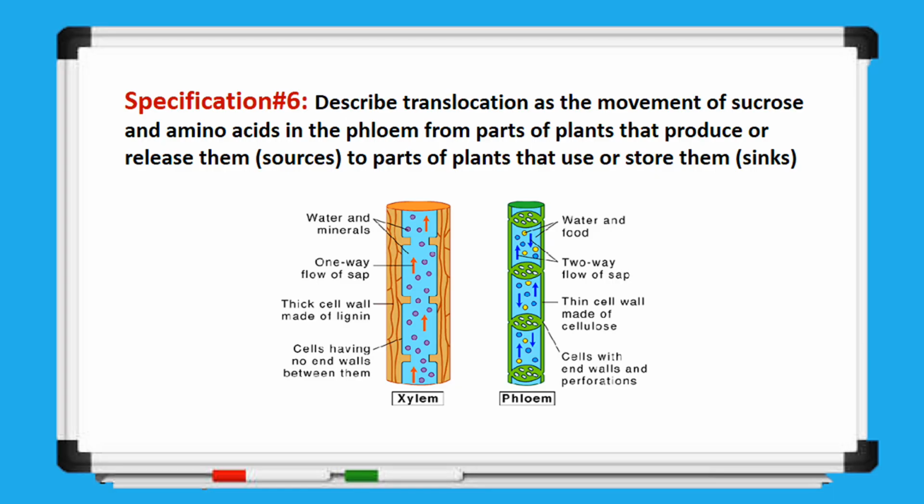The phloem transports not only water but also food, mainly sucrose and amino acids. It has a two-way flow of sap, thin cell walls made of cellulose, and cells with end walls that have perforations. This structure allows the phloem to carry nutrients from sources to sinks as needed by the plant.